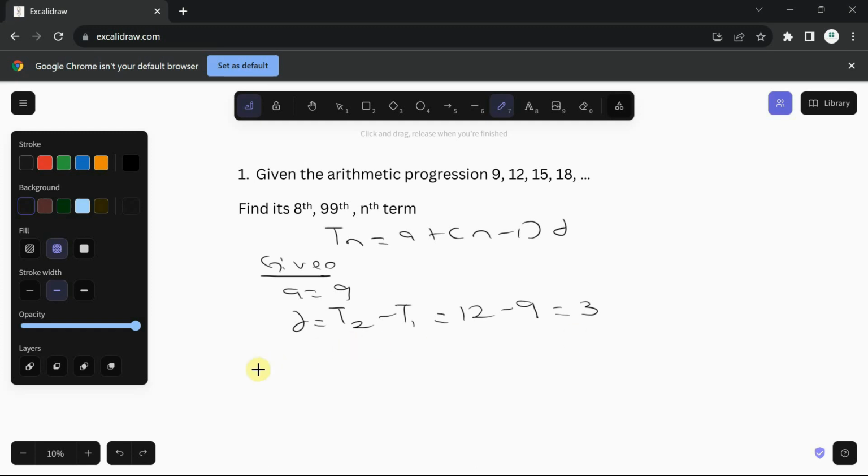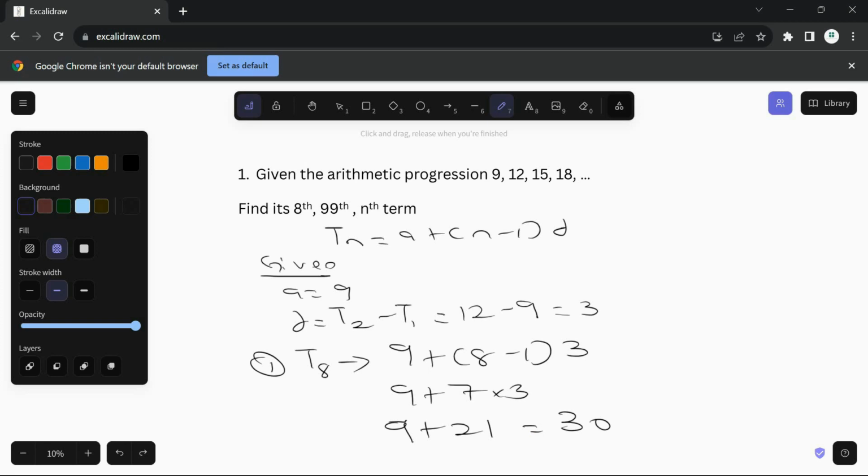Great. Now that we know this, we can find our answers. We have a, we have d. N is dependent on what we're actually solving. For the first part, we should find the 8th term, which is t8. I'll substitute into my formula. Anywhere I see n, I'll put 8. Anywhere I see a, I'll put 9. Anywhere I see d, I'll put 3. So this is 9 plus 8 minus 1 multiplied by 3. 8 minus 1 is 7, so 7 times 3. Then 9 plus 7 times 3, which is 21. So our T8 is 30.